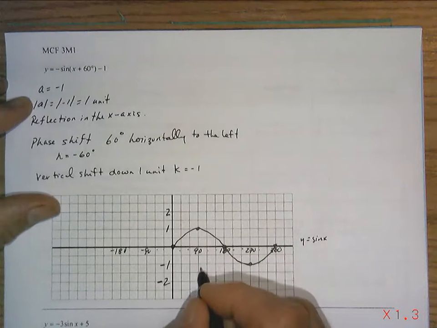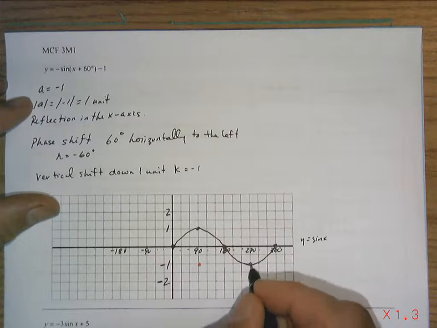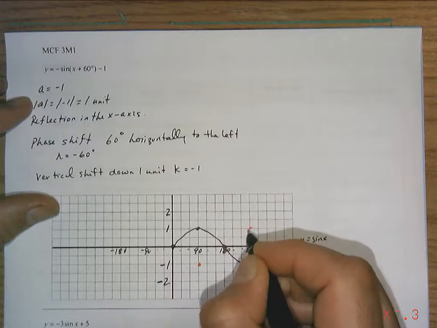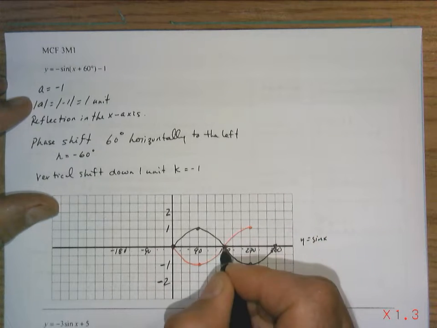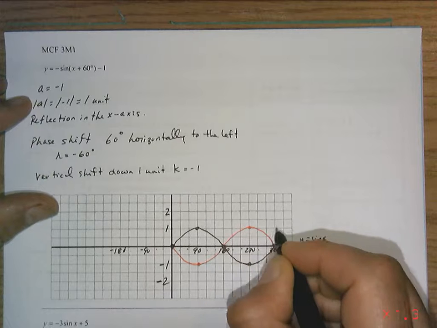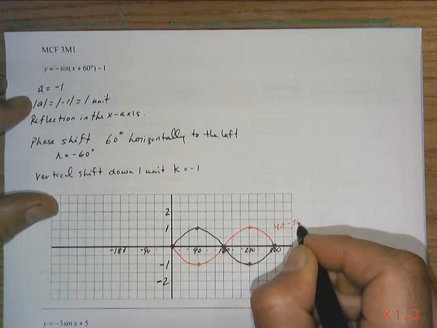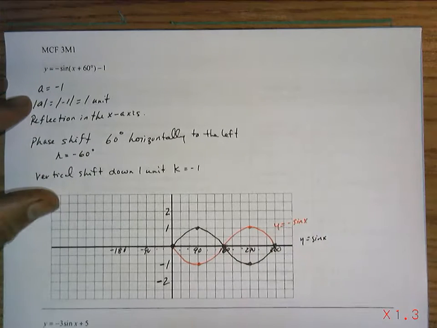The reflection is going to do this. It's going to take this -1 and put it here. It's going to take this +1 and put it here. It's not going to change these guys. And that's going to be my reflection. So that's going to be y equals negative sine x. Again, that's not what they asked for.